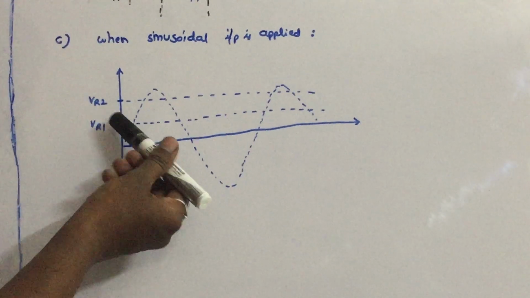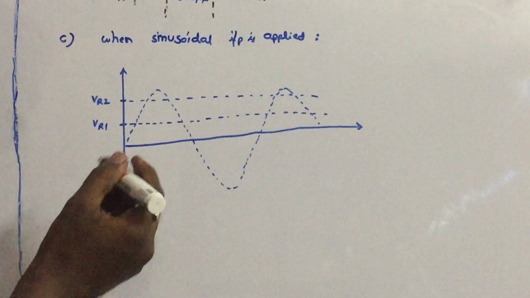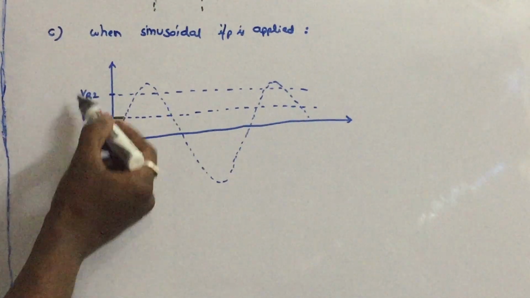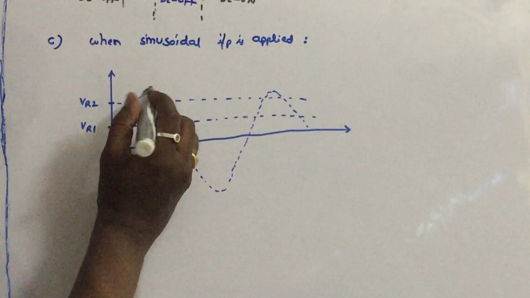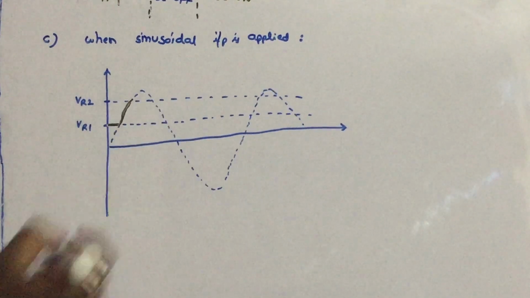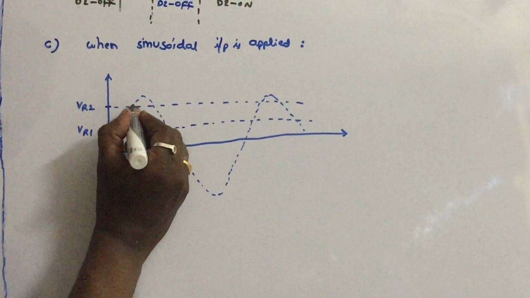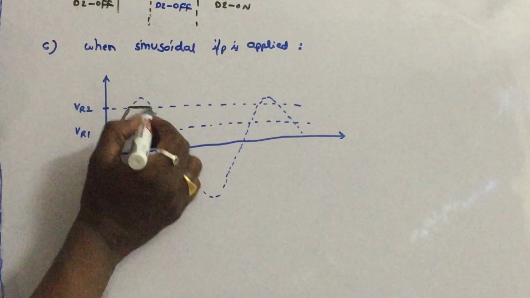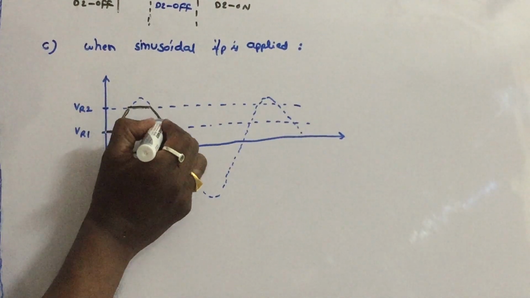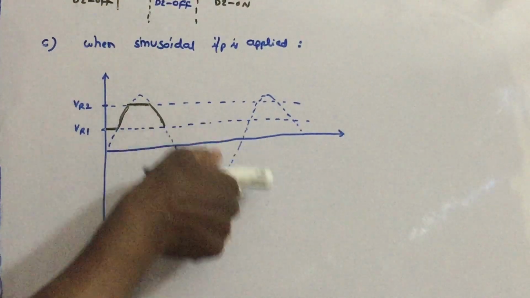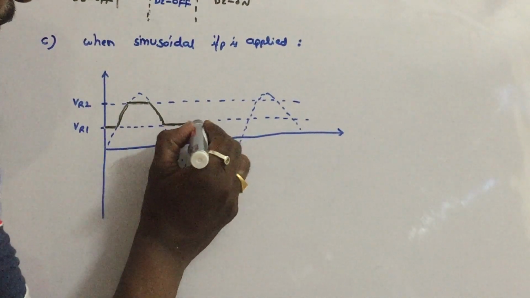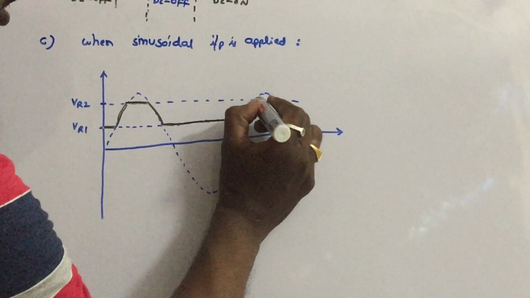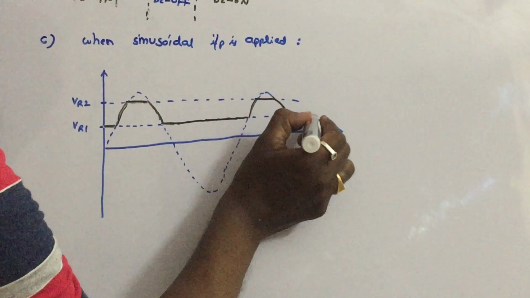Now during this region when the input is less than VR1, what is the output voltage? VR1. So during the region when the input is in between VR1 and VR2, the output voltage is equal to the input voltage. So V0 is equal to Vi. So when the input voltage is greater than VR2, the output voltage is clipped to VR2. Again during this region when the input voltage is in between VR1 and VR2, V0 is equal to Vi. When the input voltage is less than VR1, the output voltage is equal to VR1. Again during this region V0 is equal to Vi. When input is greater than VR2, output voltage is VR2. So like this you have to draw.